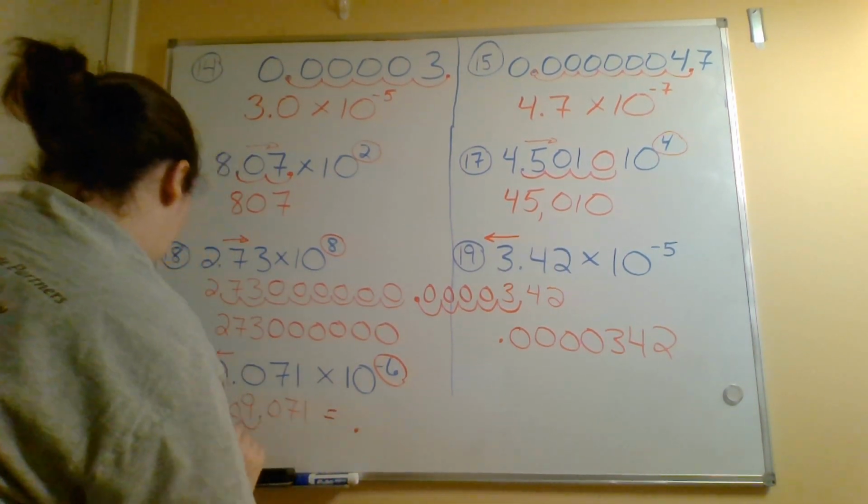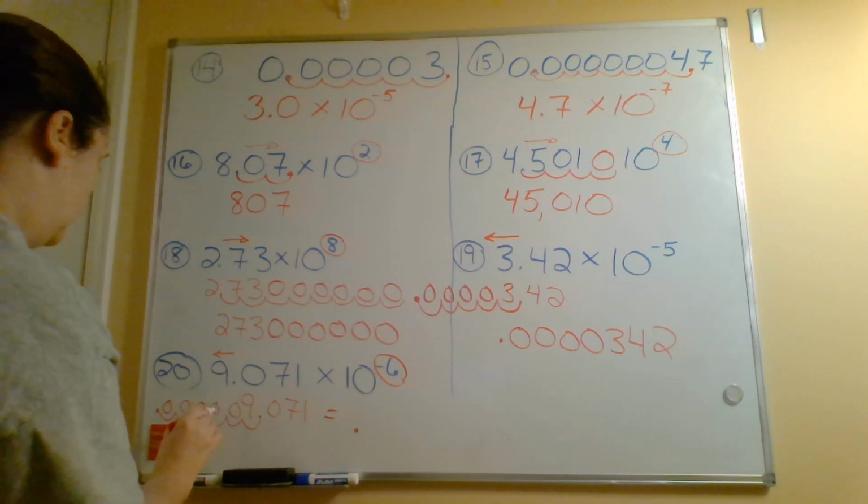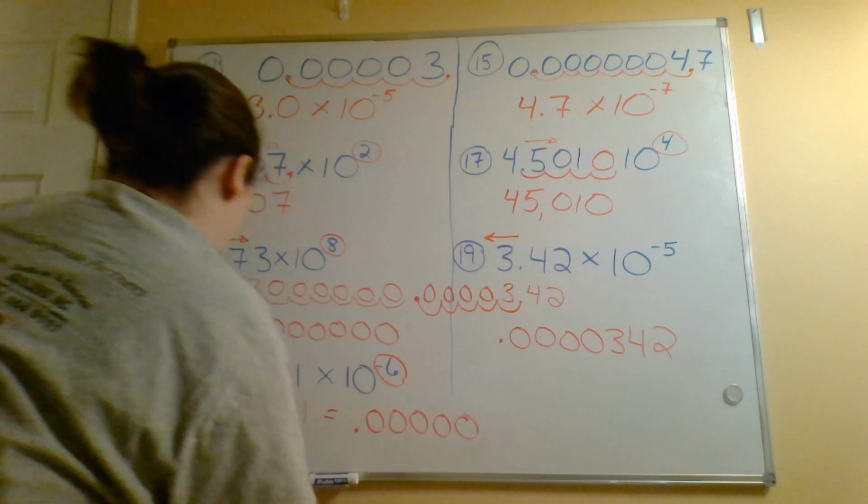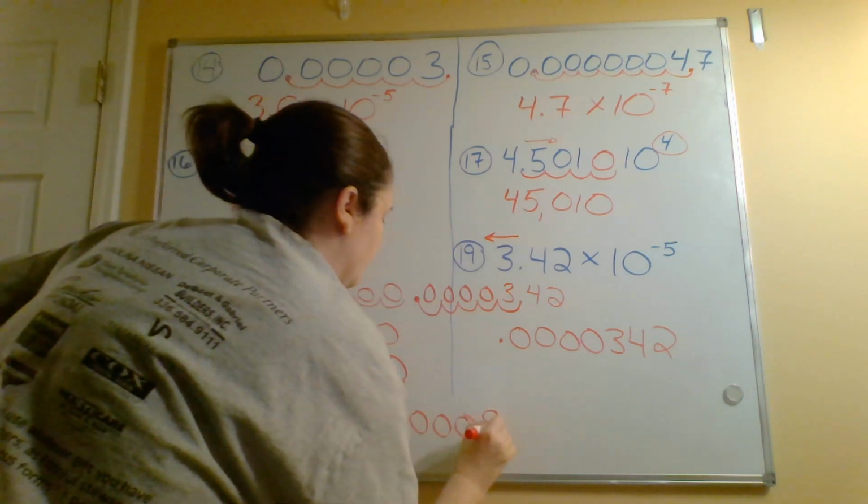It's point, how many zeros? 1, 2, 3, 4, 5 zeros. Then 9071.